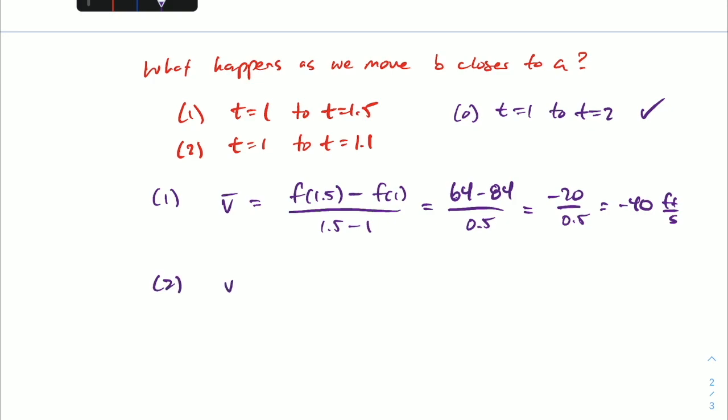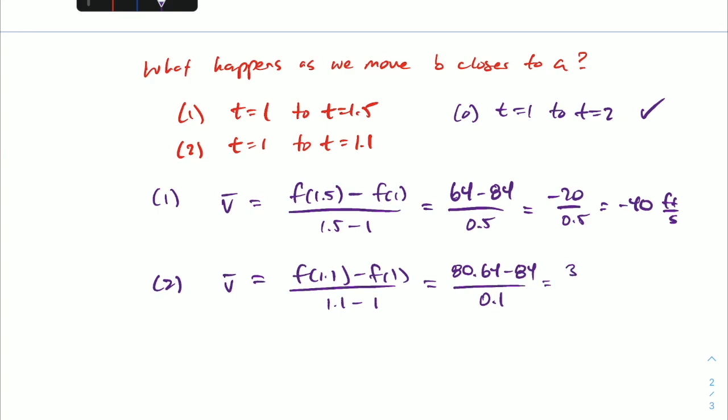Let's do it again for 1.1 and 1. So this time, if we put 1.1 into the function, we'll get 80.64. You can use a calculator to check this. If we put 1 into the function, we'll get 84. Denominator is going to be 0.1 now. This difference in the numerator is going to be 3.36. We're dividing by 0.1. Don't forget the negative sign. And that's going to work out to be negative 33.6 feet per second.